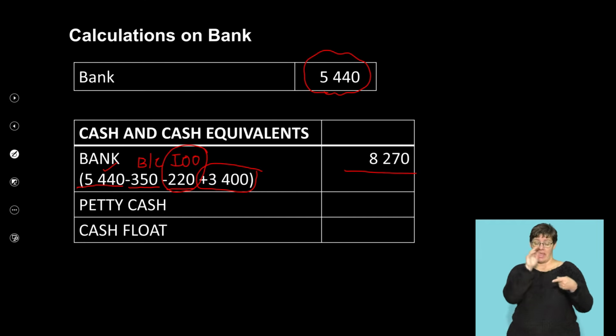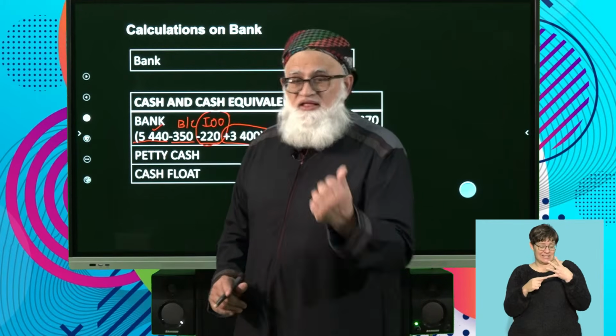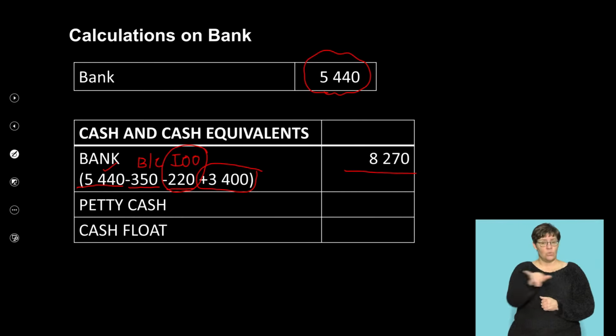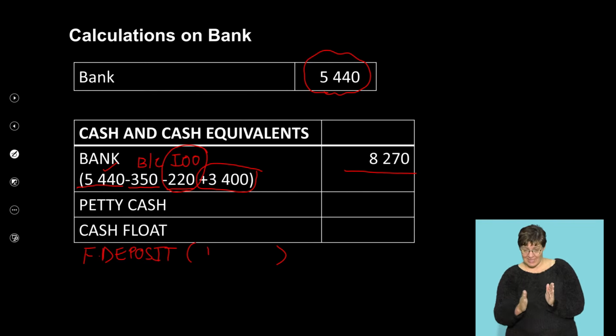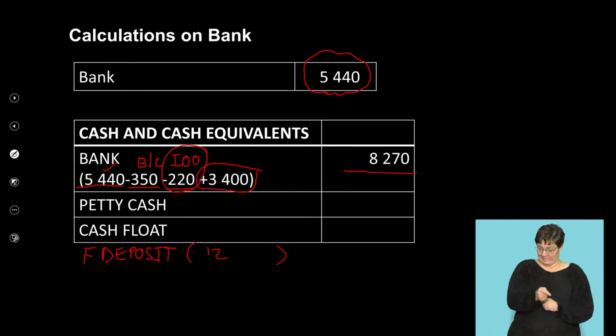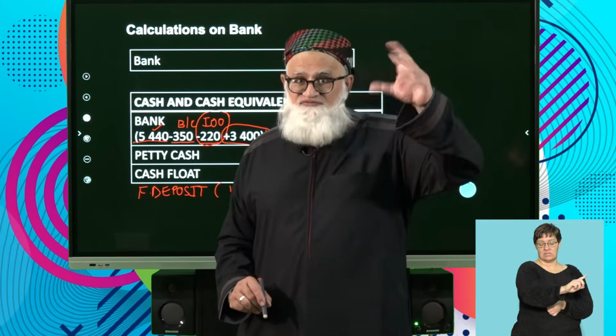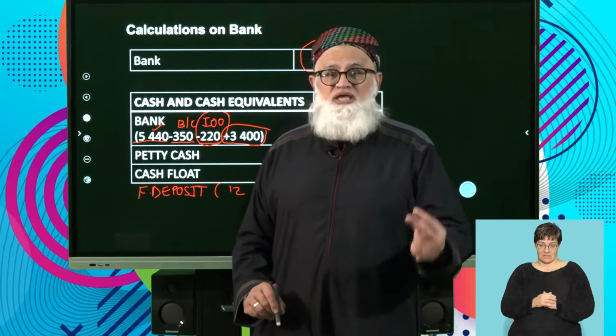Okay. What else goes into this note, namely your cash and cash equivalents? It will be your bank, which you've seen there, plus your petty cash, plus your cash float, and another very important figure is what? The fixed deposit. Which one? The fixed deposit, the one maturing within 12 months. Remember, the one that's going to mature within 12 months will be taken out of my fixed deposit under financial assets and will be added to my cash and cash equivalents. So keep this in mind.